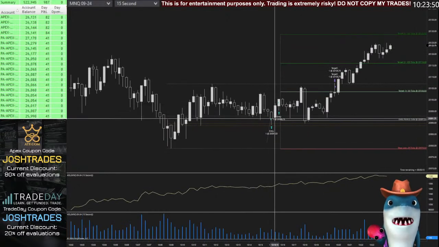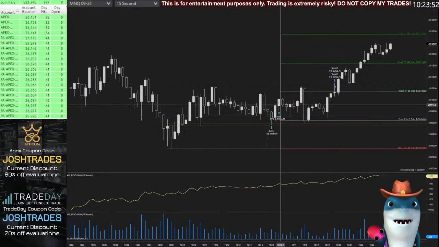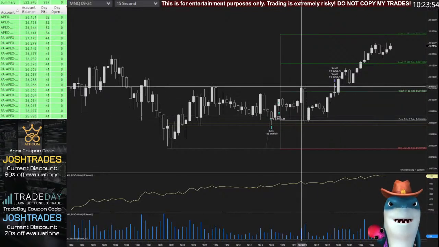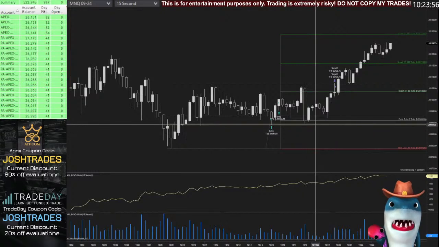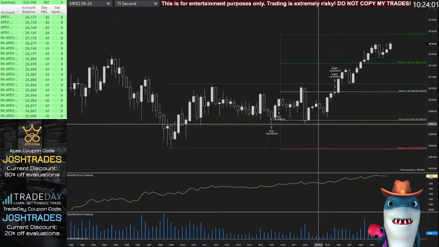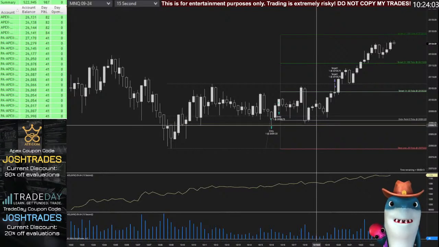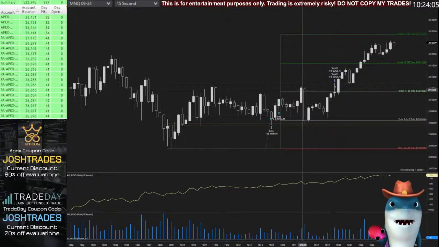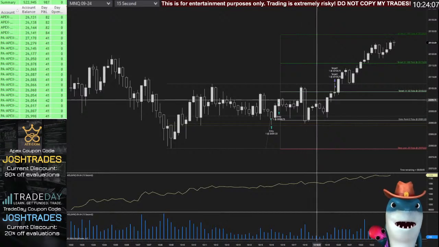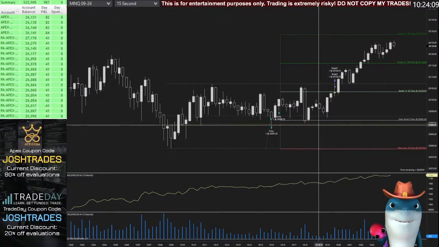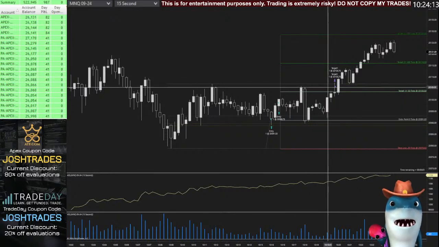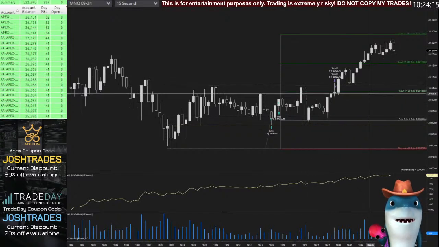So I entered here. When price started moving in my favor, I added another one. I believe I had another add down here, and when it showed promise again, I had another add down here, but it just never got filled. And then I took profit at this liquidity target.